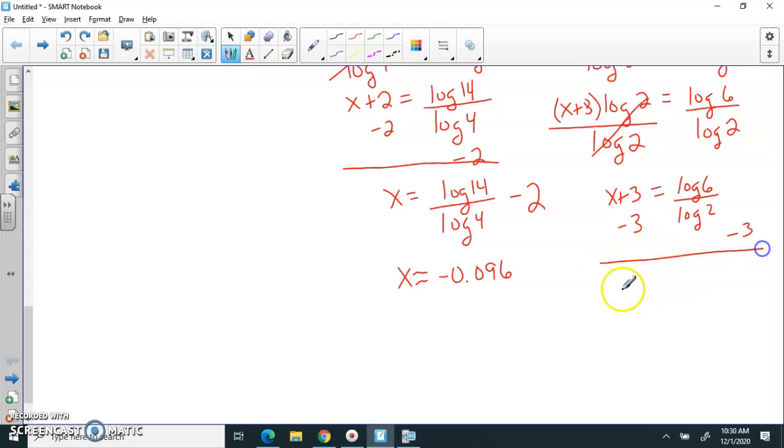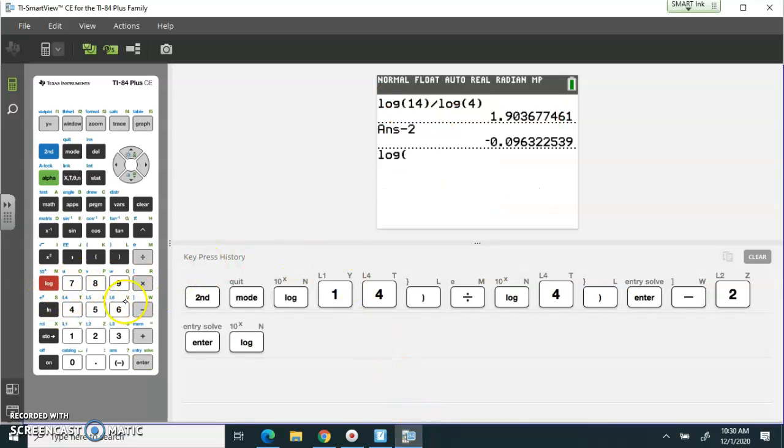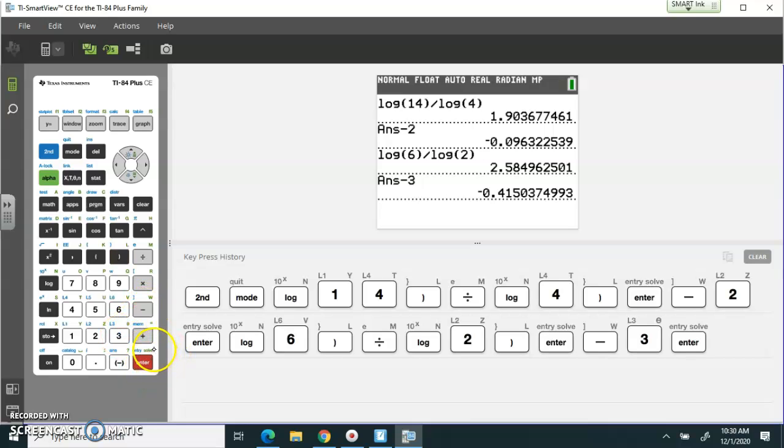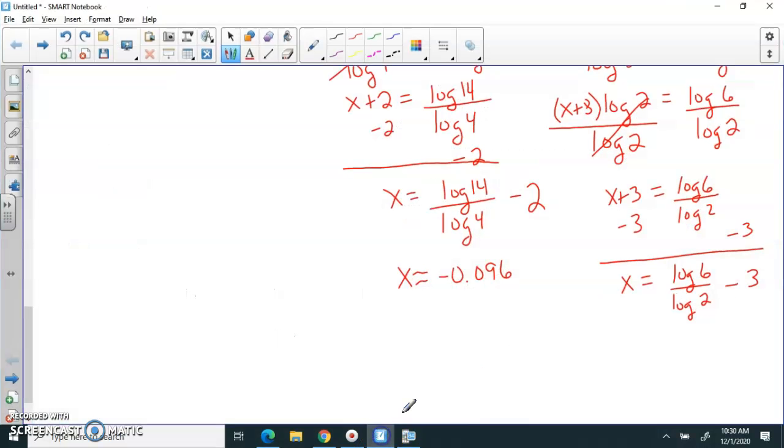So every time we take the log, divide by the log, and then move anything else with the x. So x equals log of 6 over log of 2 minus 3. I go put that in my calculator. I have log of 6 divided by log of 2. Remember, these have the base of 10, so I can use this log button. And then I'm going to subtract 3, and I'm going to get negative 0.415. So x equals approximately negative 0.415.